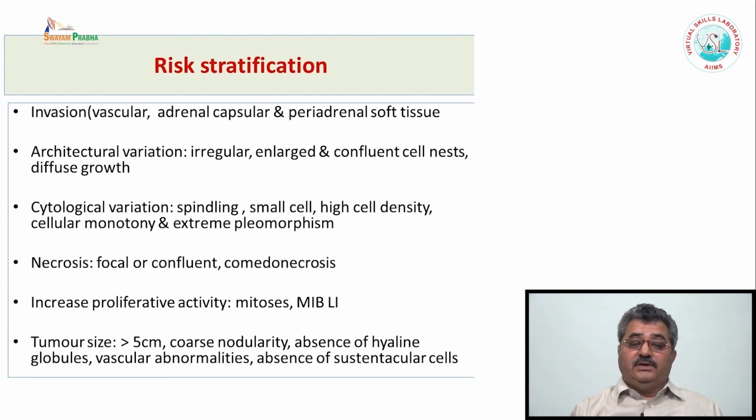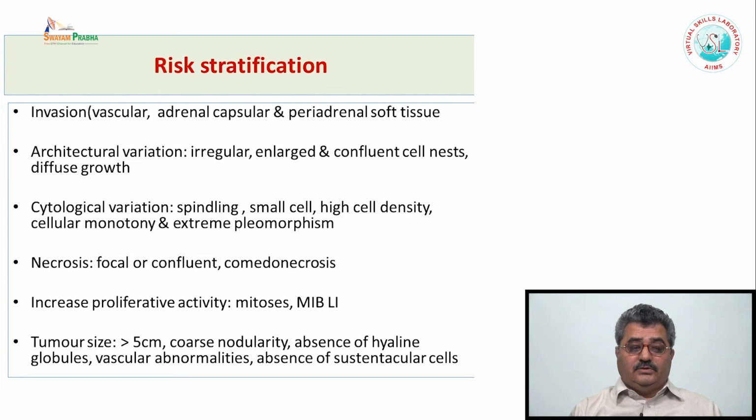Then there may be cytological variation. Normally these cells are large polygonal, but when they become spindling, small cell, or the small cell with a high nuclear cytoplasmic ratio, the cells become more monotonous, or there may be sometimes extreme pleomorphism. That is also an indication of cytological variation. Necrosis, usually we don't get necrosis in this tumor, but whenever there is a focal or confluent or comedo-like necrosis, that indicates a higher grade. Proliferative activity, which may be mitosis or may be in the form of MIB labeling index.